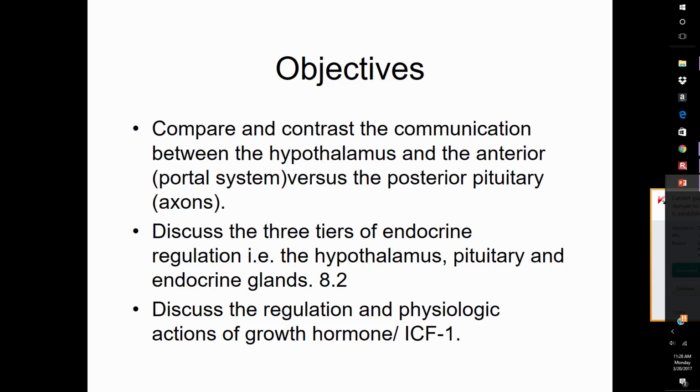And as our major example of endocrine regulation, we're going to use the growth hormone pathway. So growth hormone releasing hormone from the hypothalamus is going to go to the anterior pituitary, which releases growth hormone. Then growth hormone goes out to the periphery, and we get the release of insulin-like growth factor 1, having effects throughout the system.